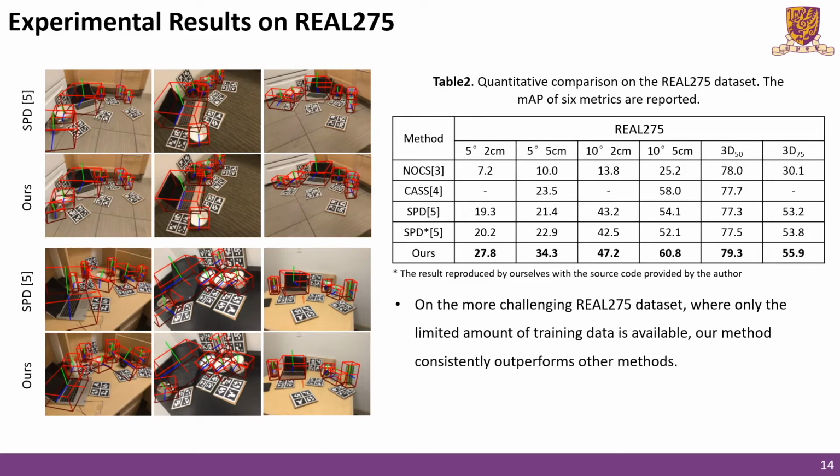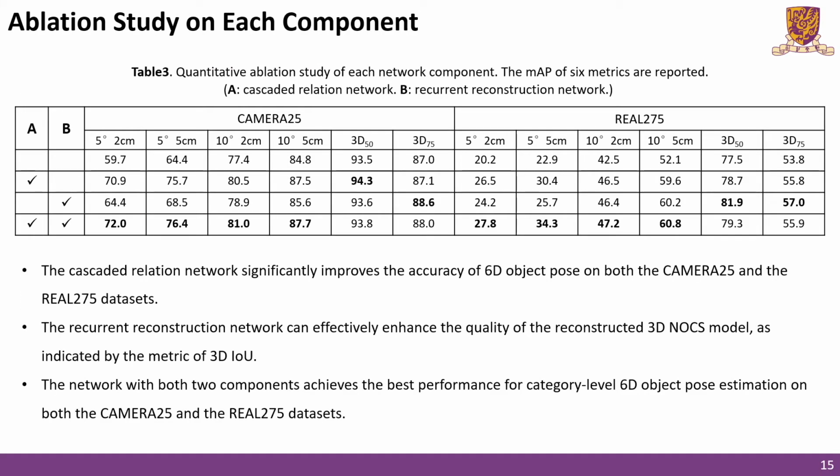We also conduct a quantitative ablation study of each network component. The results are given below. Thus we can prove that the cascaded relation network significantly improves the accuracy of 6D object pose on both the CAMERA25 and the REAL275 datasets. The recurrent reconstruction network can effectively enhance the quality of the reconstructed 3D NOCS model, as indicated by the metric of 3D IoU. The network, with both 2 components, achieves the best performance for category-level 6D object pose estimation on both the CAMERA25 and the REAL275 datasets.